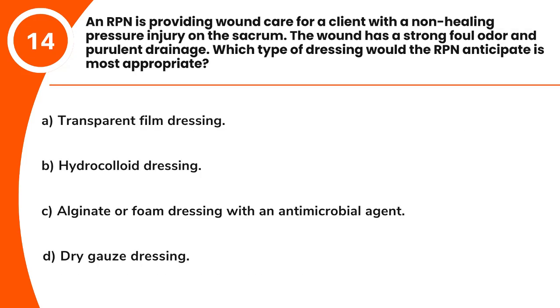Question 14. An RPN is providing wound care for a client with a non-healing pressure injury on the sacrum. The wound has a strong foul odor and purulent drainage. Which type of dressing would the RPN anticipate is most appropriate? A. Transparent film dressing. B. Hydrocolloid dressing. C. Alginate or foam dressing with an antimicrobial agent. D. Dry gauze dressing.